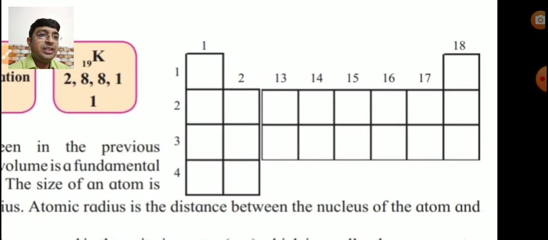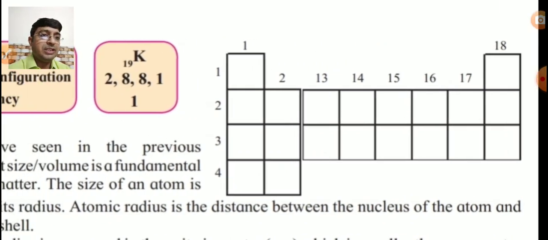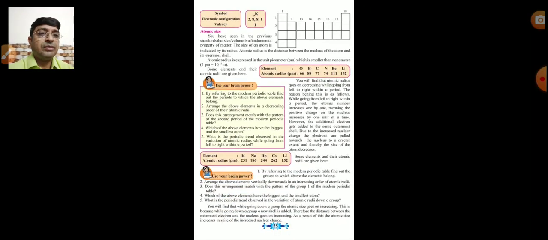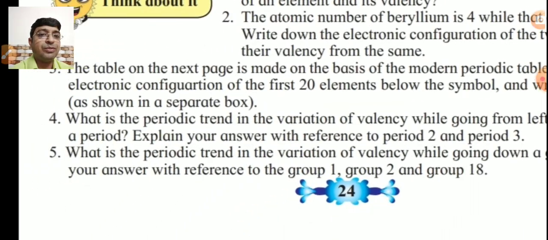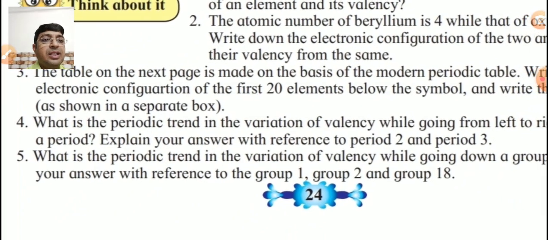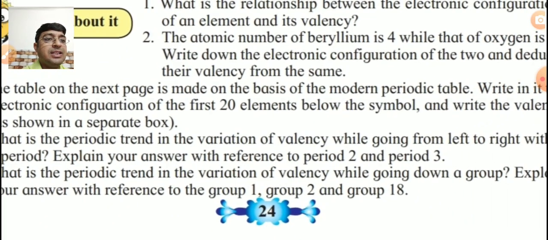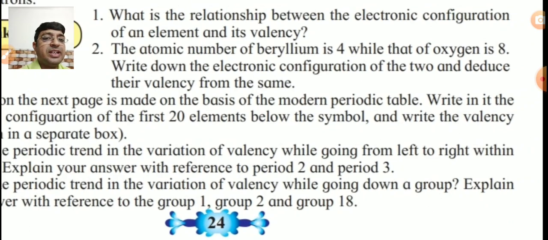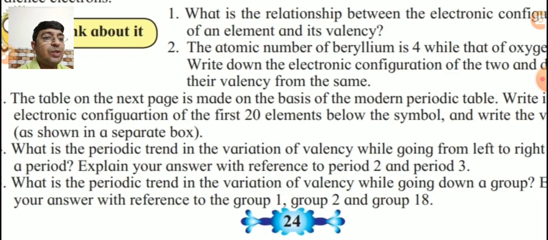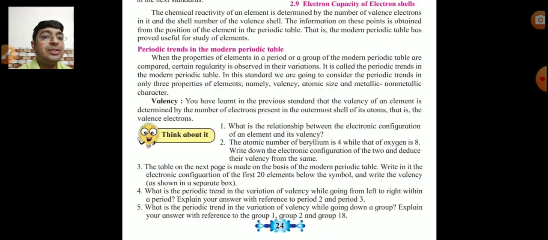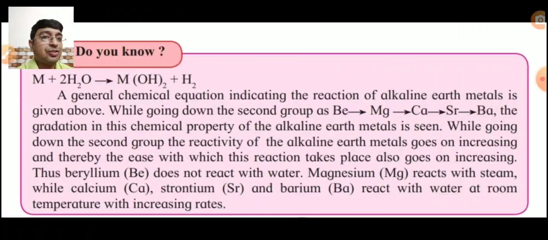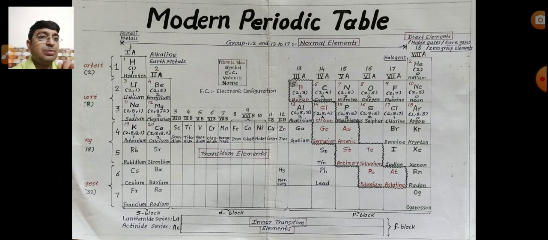So this empty periodic table is given for the first 20 elements. Use the same table, draw it in your notebook, and as per the specimen given, write all the first 20 elements in this pattern. Okay, now the next question, question number 4. What is the periodic trend in the variation of valency while going from left to right within a period? Explain your answer with reference to period number 2 and 3. Now check that. After writing the answer of this question, check here also in this modern periodic table.